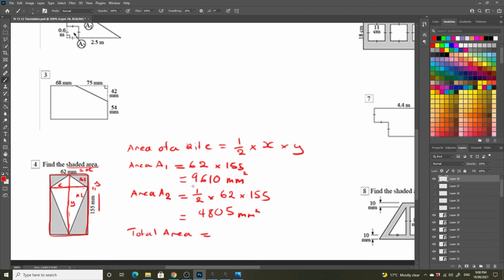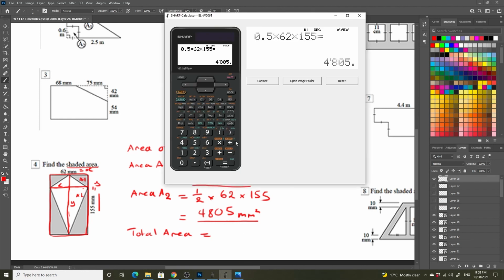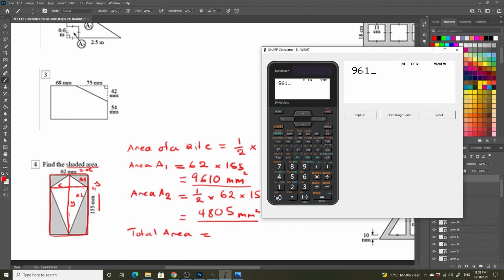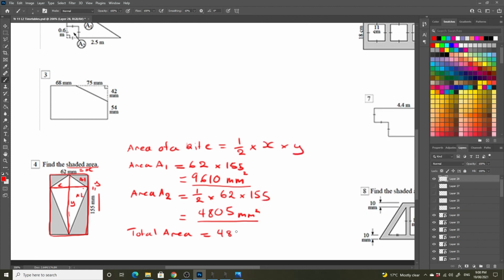So our total area is going to be equal to the area of our rectangle minus the area of our kite. And we can see from before that this is half of this value, so we should find that our answer is also equal to 4,805, but let's put it in anyway. So we will get our calculator out and do 9,610 minus 4,805, and we should get 4,805 millimeters squared, which is our shaded area.